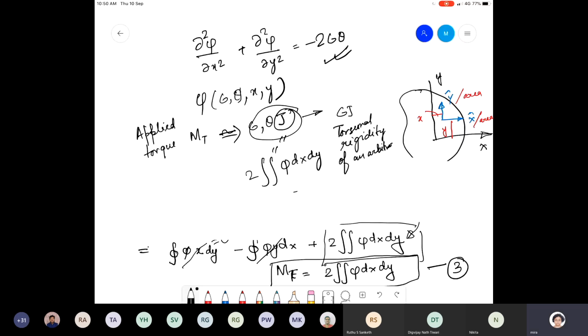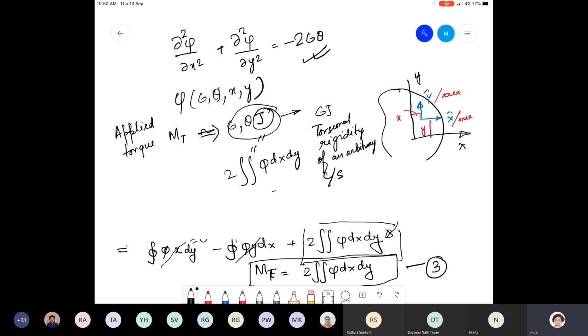Is this okay? Yes, ma'am. Ma'am, is applied torque a function of g theta and j, or is it directly equal to g theta into j? This is equal to g theta into j. Okay, so that's how you are going to get the torsional rigidity of the rod.